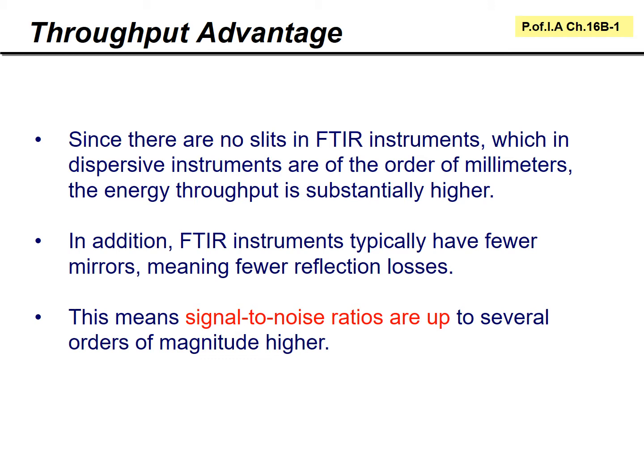You also have fewer mirrors and other optical items, which means your losses are lower and signal to noise ratio is up, which is a good thing. So you can do much better measurements using the FT-IR approach.